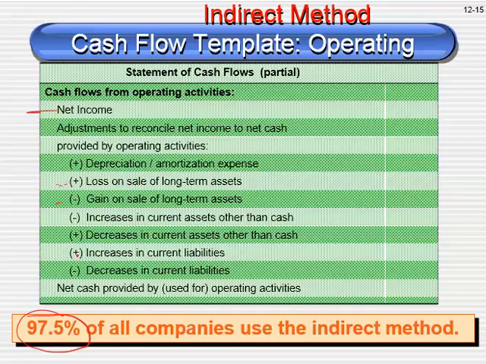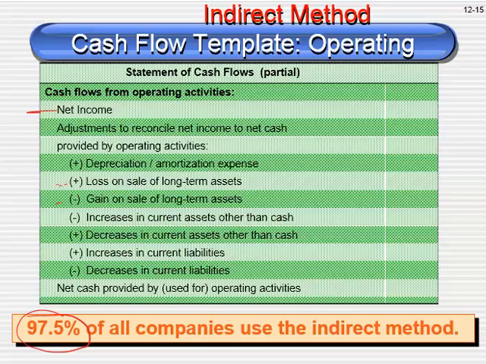Then we will add any increases in current liabilities or subtract any decreases in current liabilities. Those increases and decreases are from one period to the next. So what was the change from the previous period ending balance to this period's ending balance? And that will give us ultimately net cash provided or used from operating activities. So let's take a little look here.